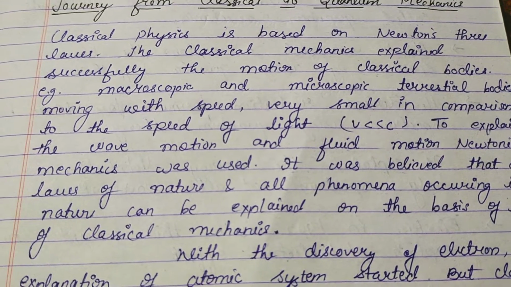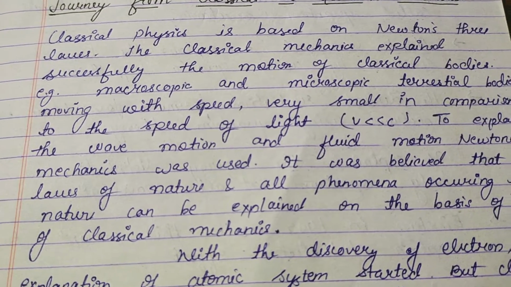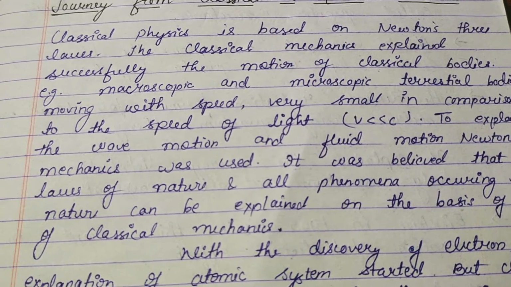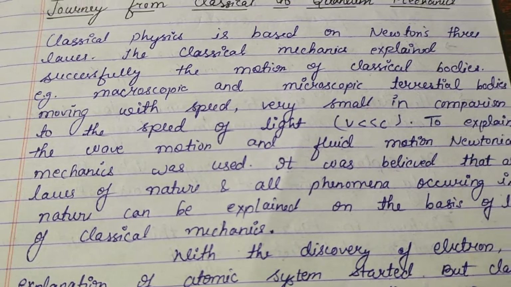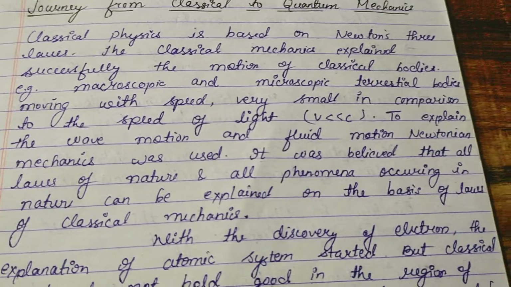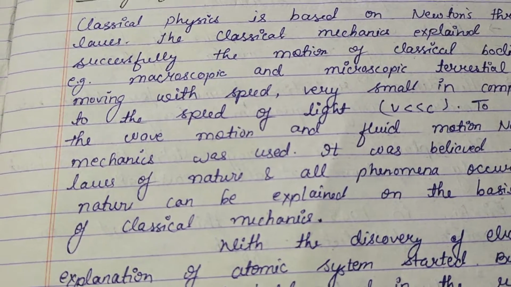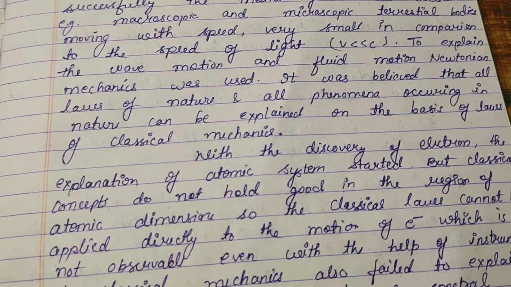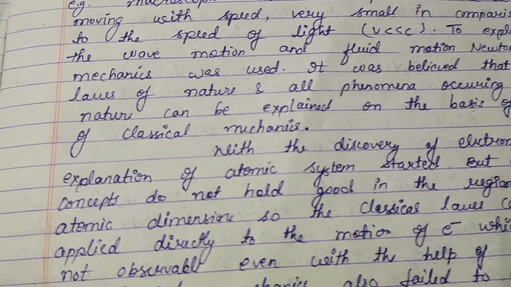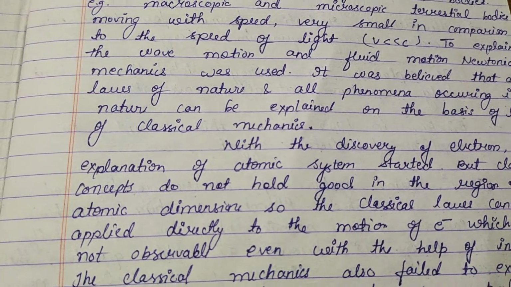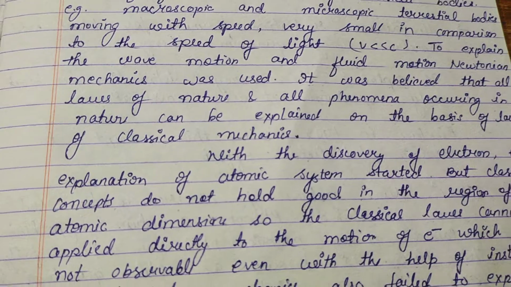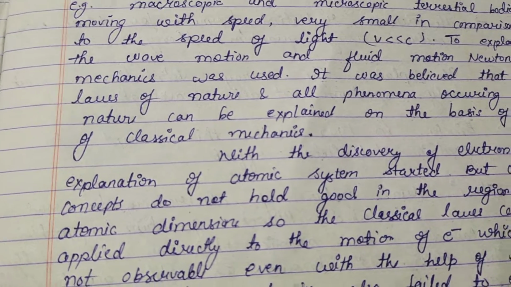To explain wave motion or fluid motion, Newtonian mechanics was used. It was believed that the laws of nature and all phenomena occurring in nature can be explained on the basis of laws of classical mechanics. But with the discovery of the electron, the explanation of atomic systems started, and classical concepts do not hold good in the region of atomic dimensions.